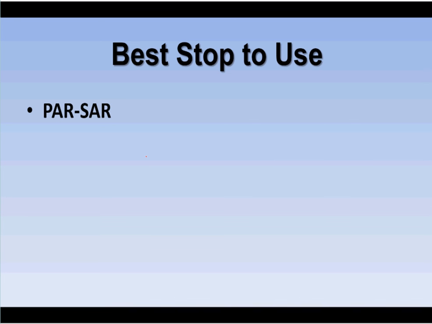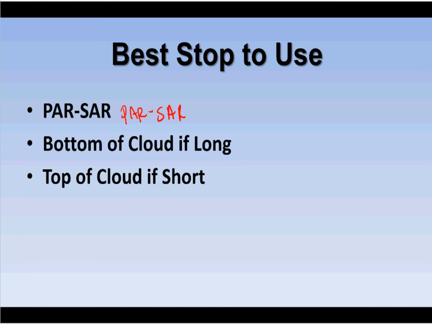There is an indicator that's built into almost every platform called a parabolic SAR. If you just mess around with that indicator some, that thing will help you trail your stop losses a lot better, okay? So take a look at parabolic SAR. And we'll talk about bottom of the cloud if you're long and top of the cloud if you're short, but those tend to be a little large in nature.